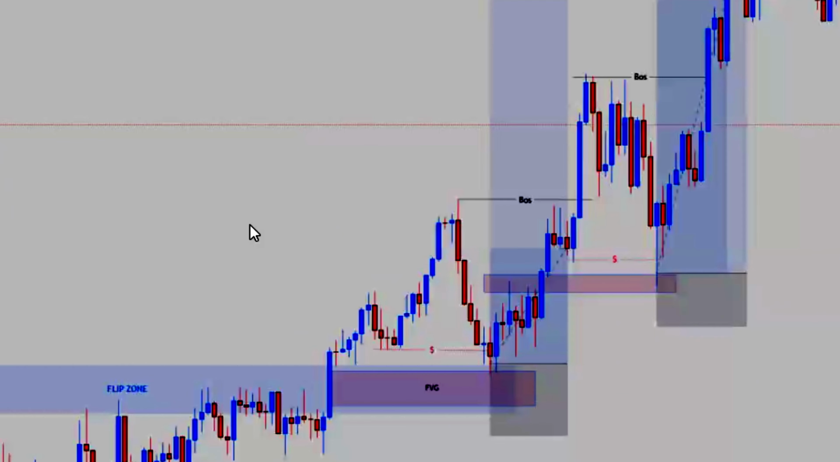In my next video, guys, I'm going to be going deeper into the liquidity and also how I refine those entries, manage risk, and execute with precision on a funded account.